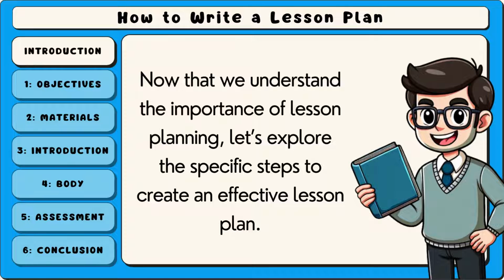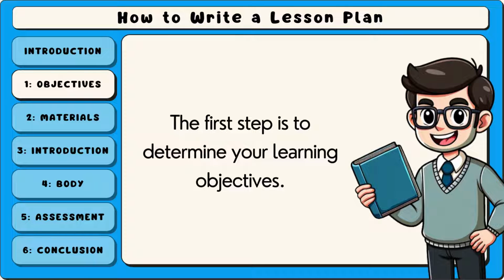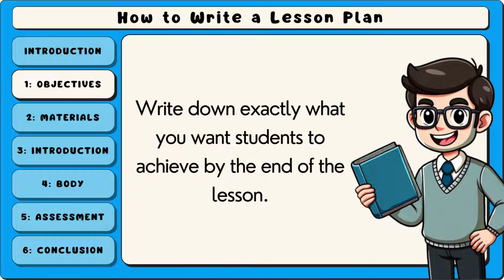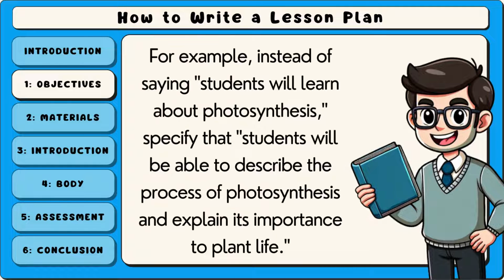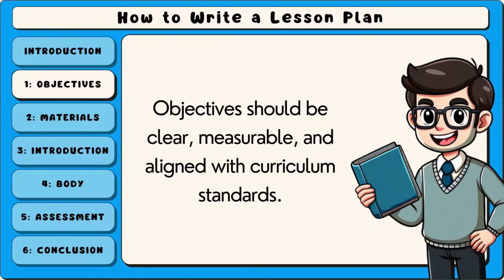Now that we understand the importance of lesson planning, let's explore the specific steps to create an effective lesson plan. The first step is to determine your learning objectives. Write down exactly what you want students to achieve by the end of the lesson. For example, instead of saying students will learn about photosynthesis, specify that students will be able to describe the process of photosynthesis and explain its importance to plant life. Objectives should be clear, measurable, and aligned with curriculum standards.